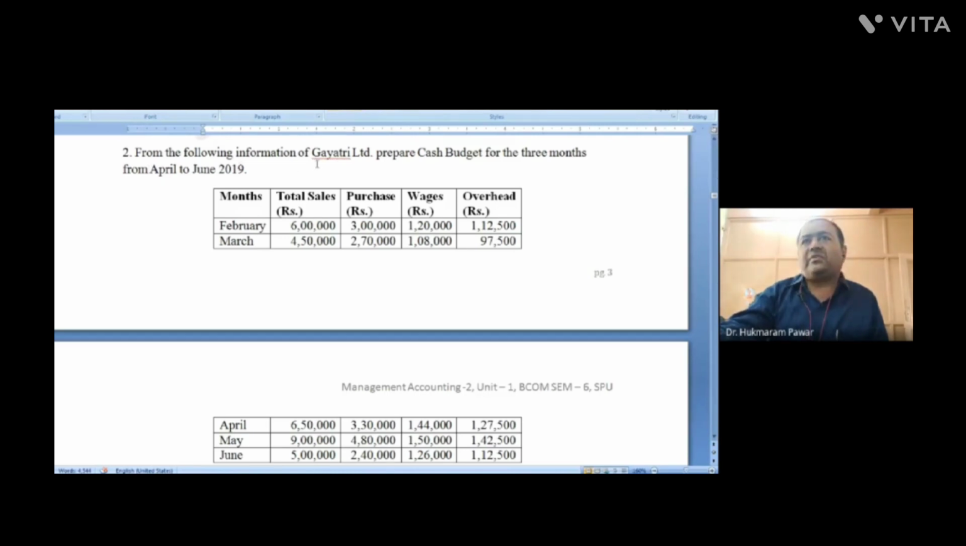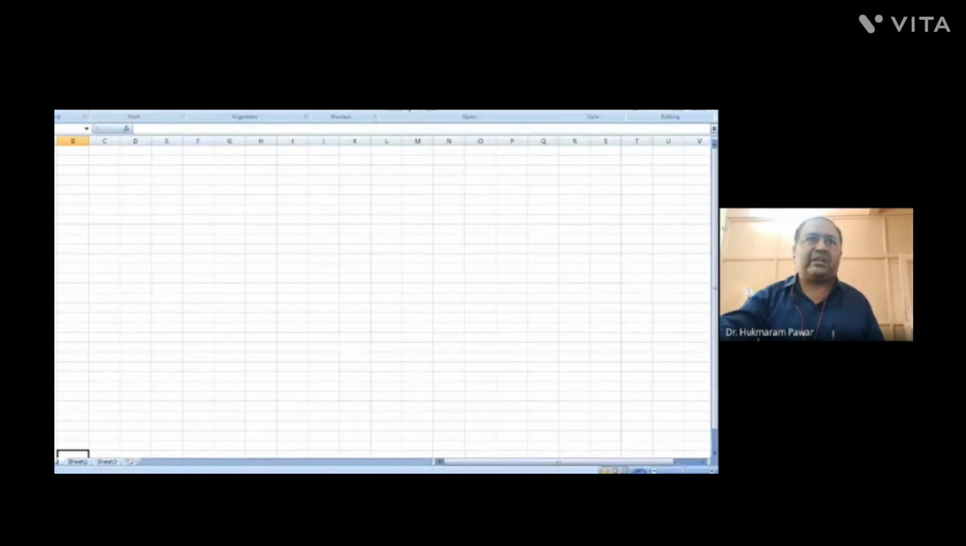From the following information of Gayatri Limited, prepare cash budget for 3 months. How many months of cash budget is required to prepare? 3 months, for April to June. We have to prepare the budget for April to June. So I prepare the cash budget here. First I give the title.